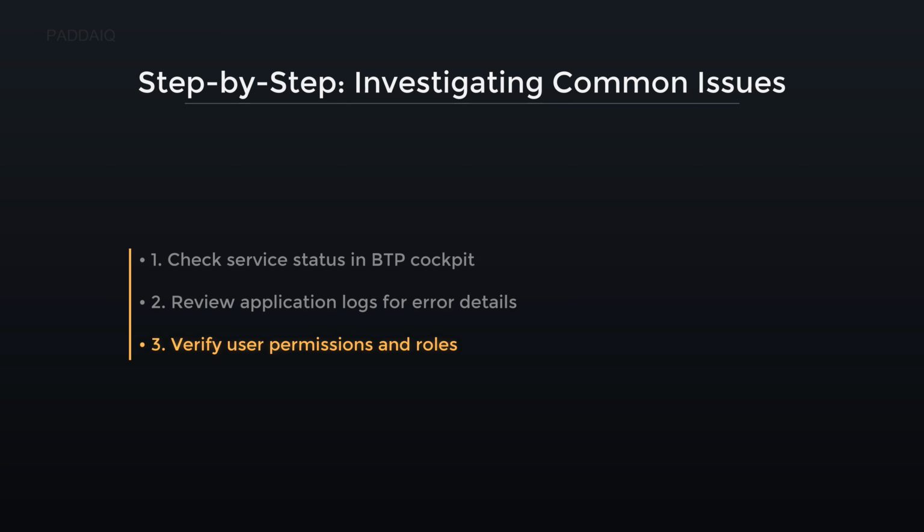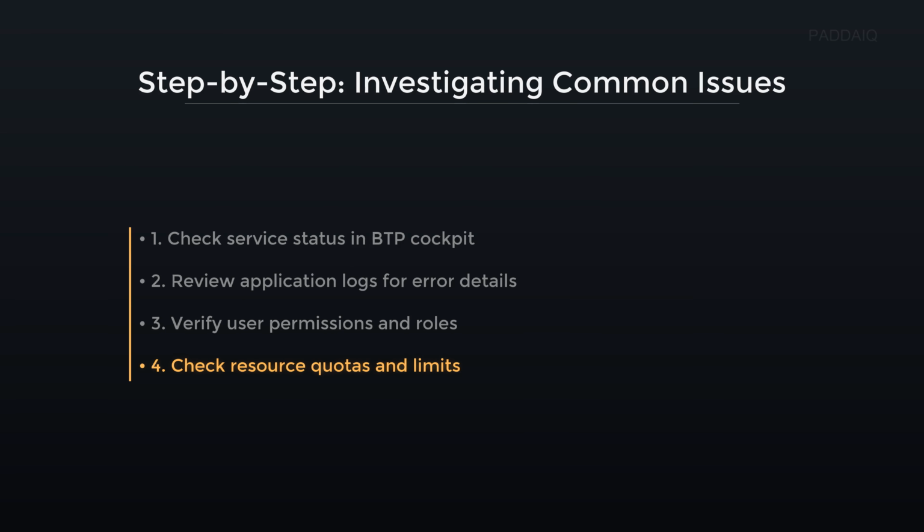3. Verify user permissions and roles. This means checking if the user has the necessary access rights to perform the action. For example, a user trying to deploy an application might get an error if they lack the space developer role. Always confirm the correct authorizations are assigned to avoid access issues.